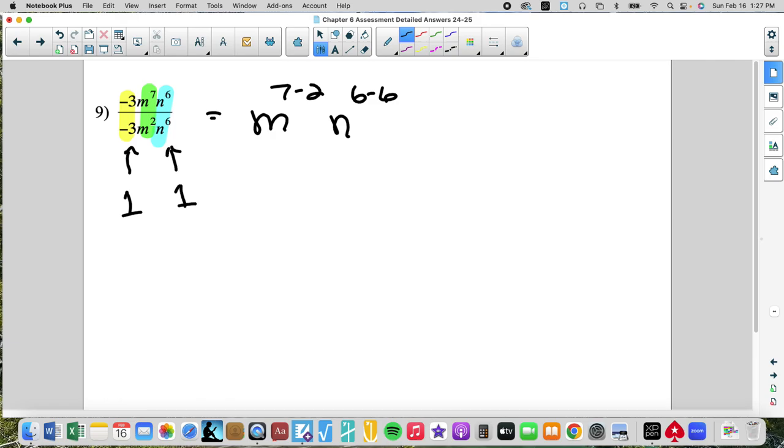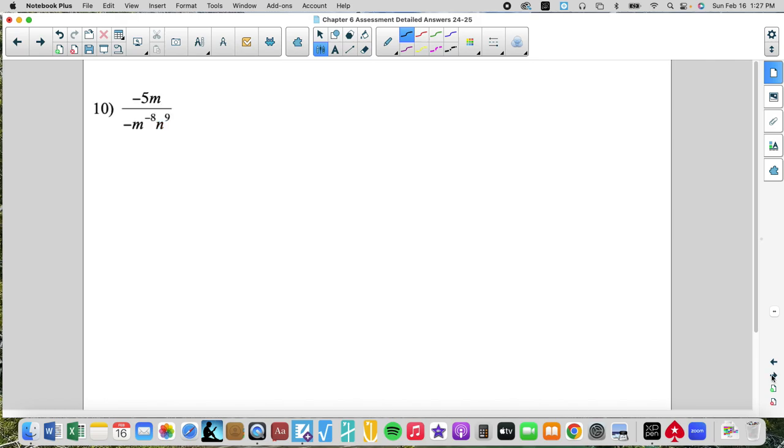So the only thing that we have left really is this. And that would give us m to the 5th. Very easy. We're still dealing with basic principles of exponents, which is what this assessment and this lesson was on.